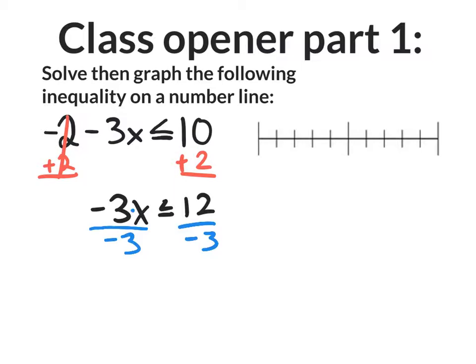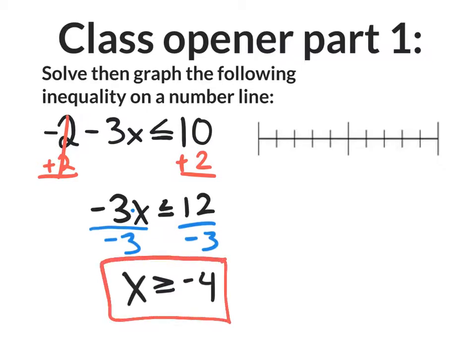Now, I hope you guys remember from the section on inequalities that if you multiply or divide by a negative on your last step, what do you do with the inequality? You switch it. So the less than or equal to became greater than or equal to. Okay, so this is our answer: x is greater than or equal to negative 4.